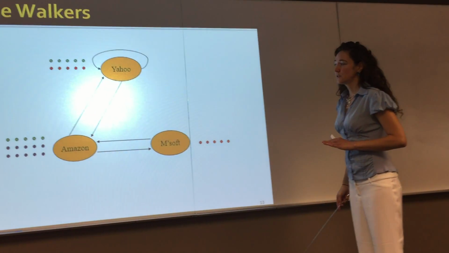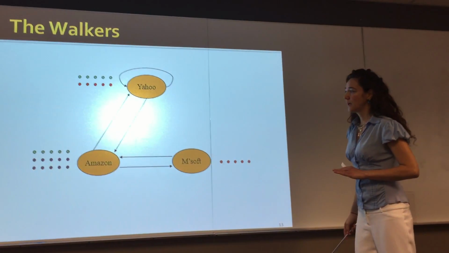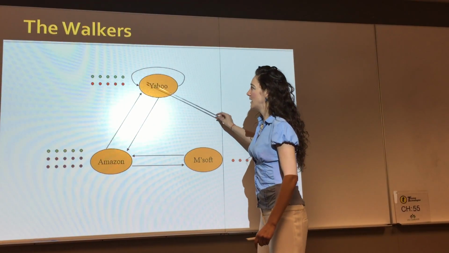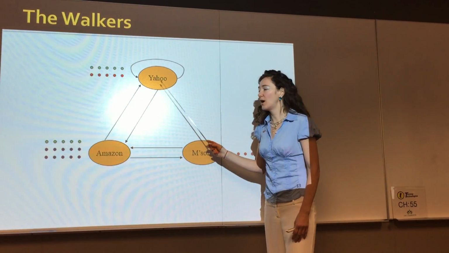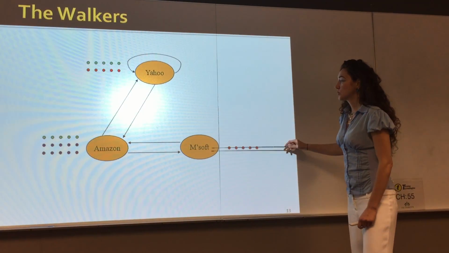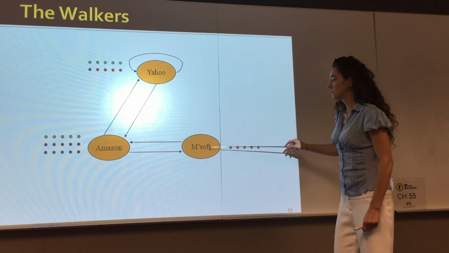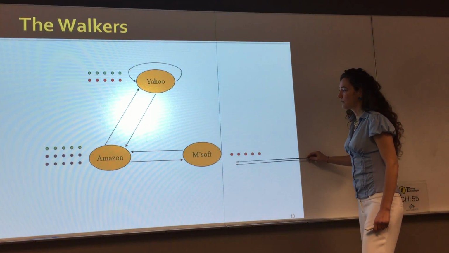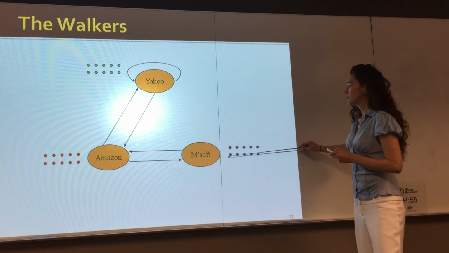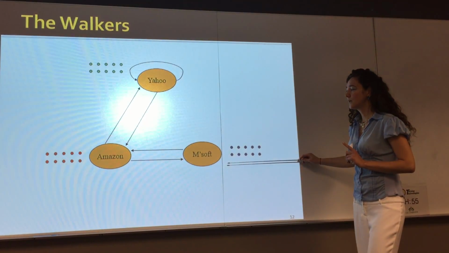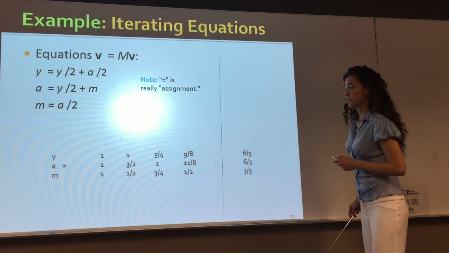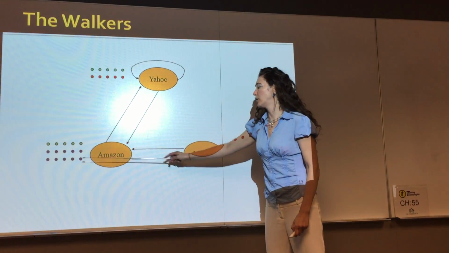If we are to follow the links, what happens is that because Yahoo has a link to Amazon and a link to itself, half of the walkers are likely to get to Amazon. So you can see half of the green guys got here. Microsoft, the only place that it points to is Amazon. Because Microsoft only has one link, all of the Microsoft guys are likely to only follow that link, and so they will end up at Amazon. So you can see all the blue ones went over here.